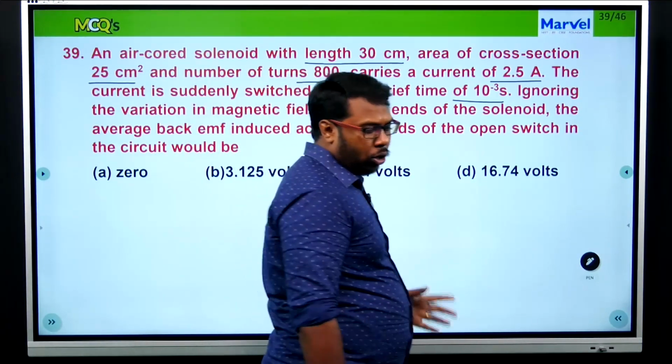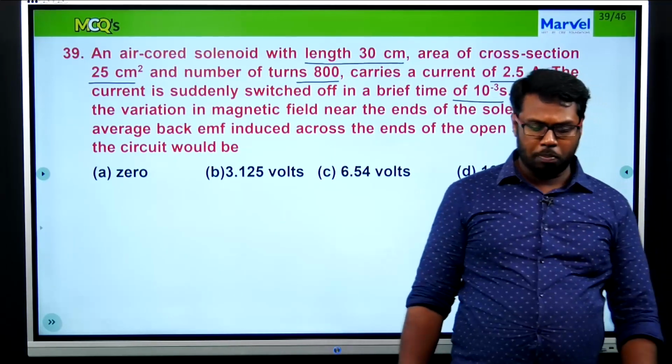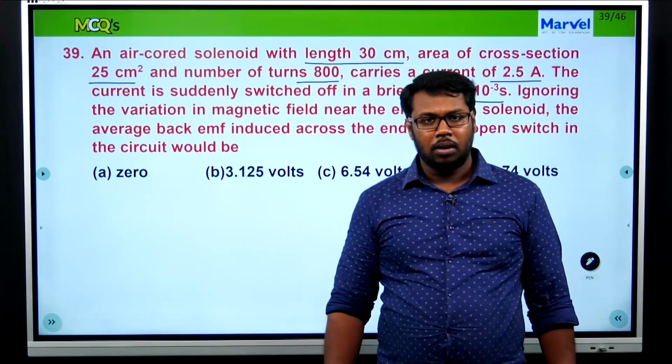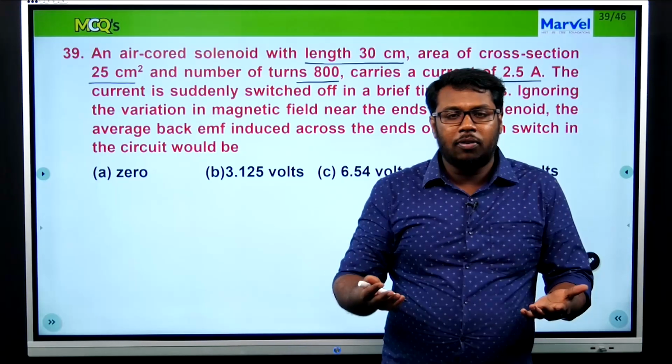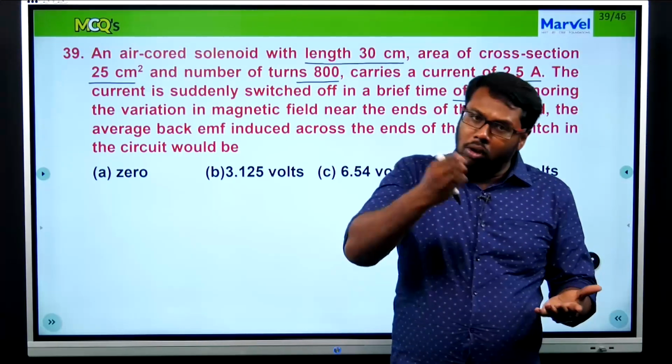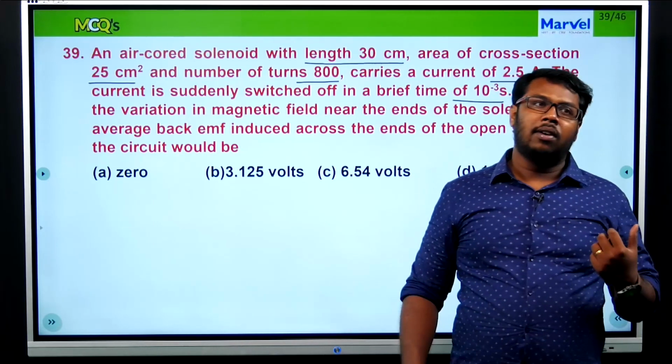So what do you mean by the back EMF? Back EMF is nothing but the opposing EMF that gets produced because of the change in the magnetic flux.